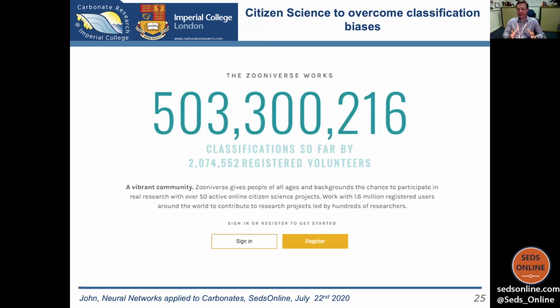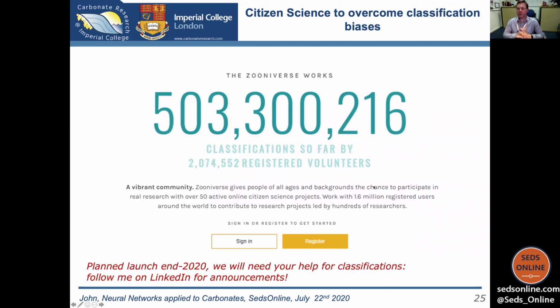Okay, so the idea is we want to have this Zooniverse project finished by the end of the year, so by the end of 2020, and then we'll need your help for the classification, because the way these citizen science projects work is we get multiple people to classify the same thin section or image, and then you look statistically at where the average is, and generally that's the true label. And that's a way of overcoming the bias of one classifier.